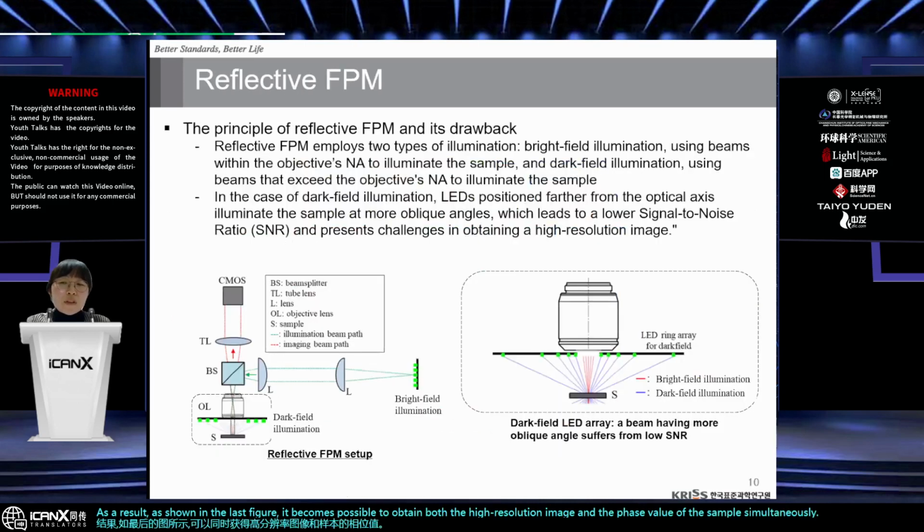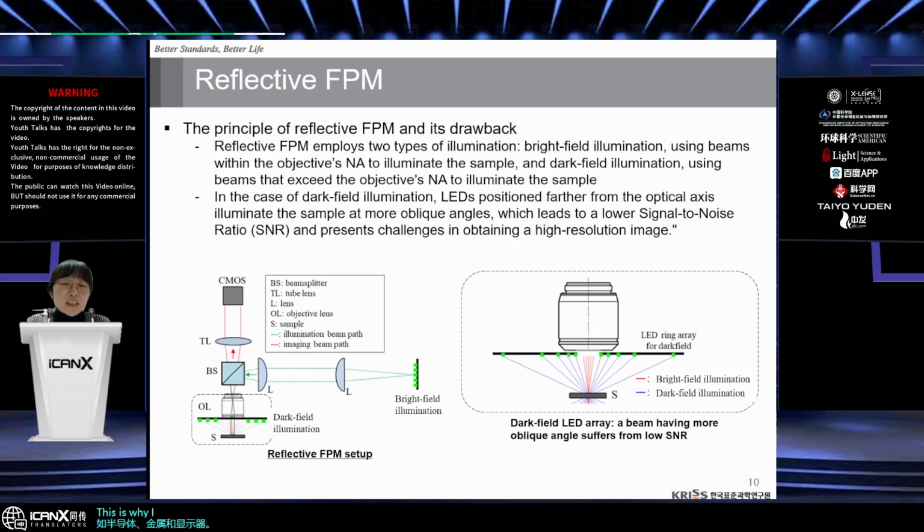I will more focus our discussion on reflective FPM. Unlike the transmissive FPM, reflective FPM offers the advantage of being able to measure industrial samples such as semiconductors, metals, and displays. This is why I have been interested in this topic. However, the research progress was slow due to challenges in alignment and issues with low signal-to-noise ratio.